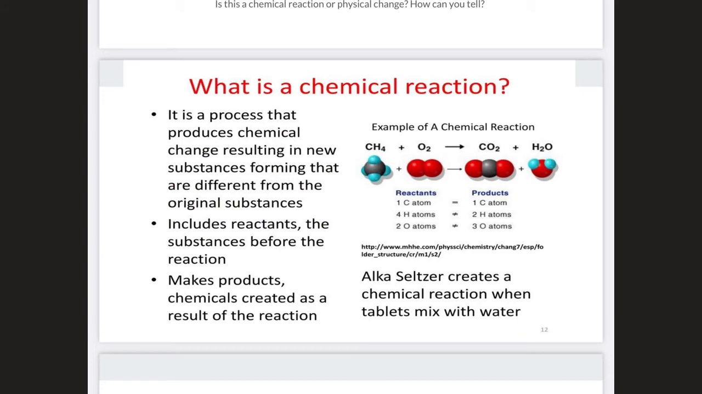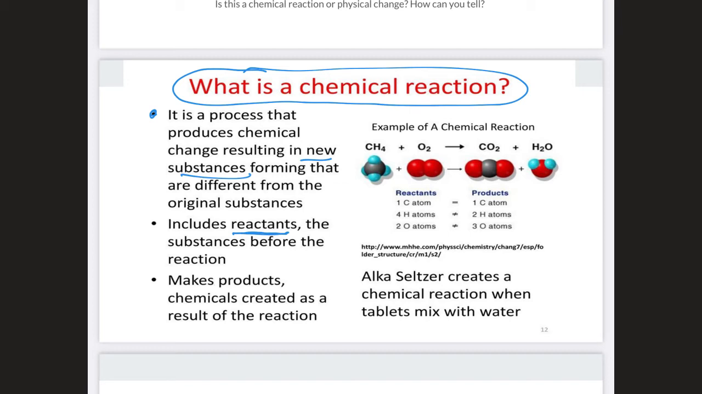So we already know what a chemical reaction is because that's what we've talked about. So this right here reminds you that it's the process where there's a chemical change which results in a new substance being formed that's different from the original substance. So this includes the reactants. So here's your definition of reactants. These are the substances before the reaction. So if on the last slide you said that the reactants were what comes before the arrow, you would be correct. So these, what comes before the arrow, these are the reactants.